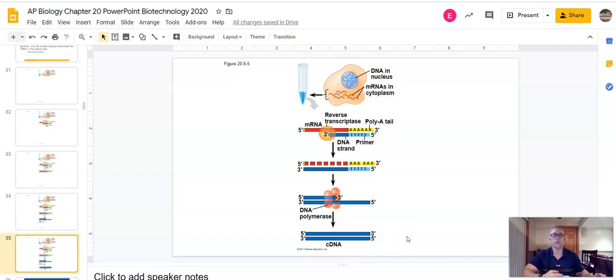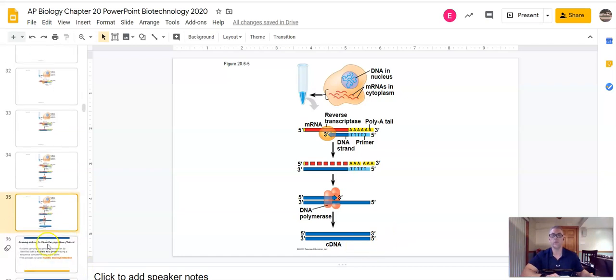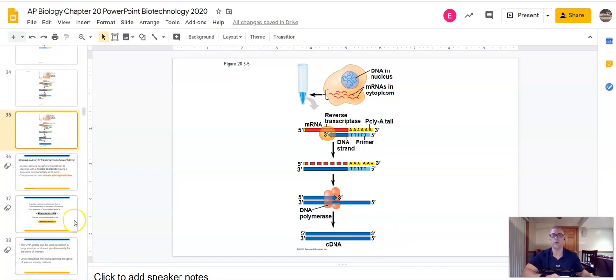So if we're specifically trying to focus in on the expression portion of a particular genome or a certain gene in study, this would be a technique that would be useful. So it's called complementary DNA.